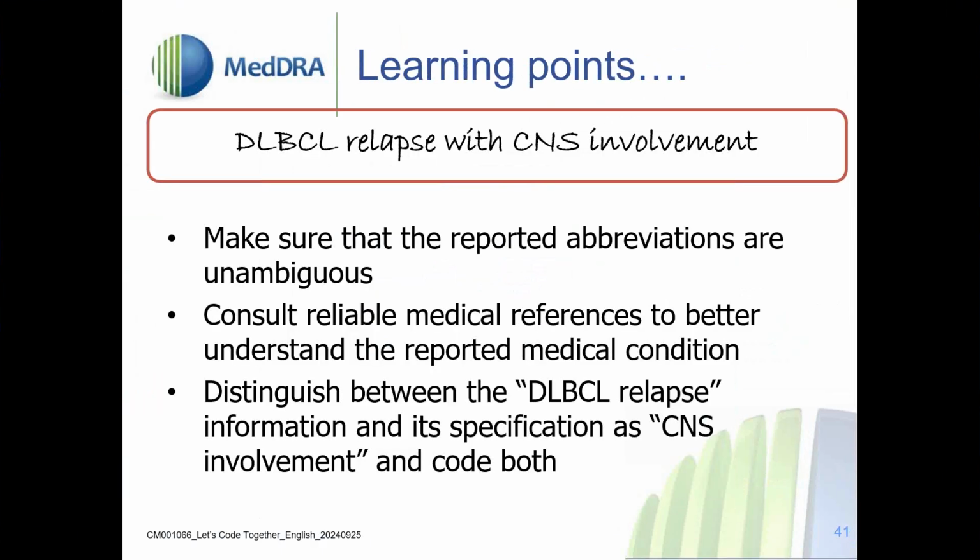So what are the learning points here? At first, we had to make sure that the abbreviation provided in our verbatim is unambiguous. We then had to consult reliable references to better understand the disease and the reported scenario. And based on what we saw in the literature, we cannot subsume the CNS lymphoma under the PT representing DLBCL relapse, because a relapse or stage 4 of the disease may affect other organs and anatomical structures as well, meaning that we will have to split code to capture the full information.